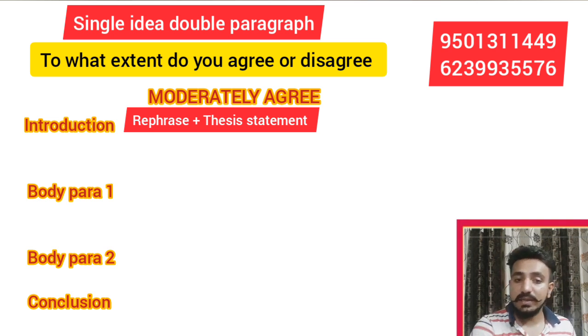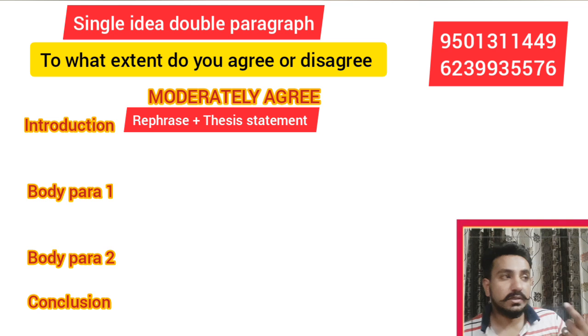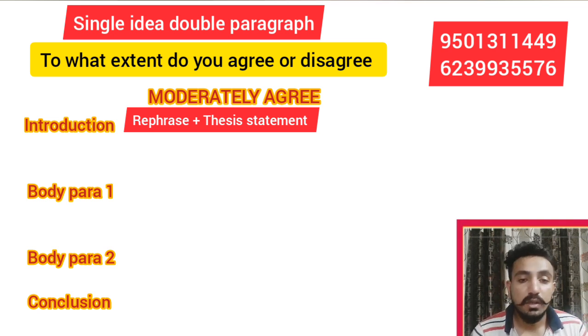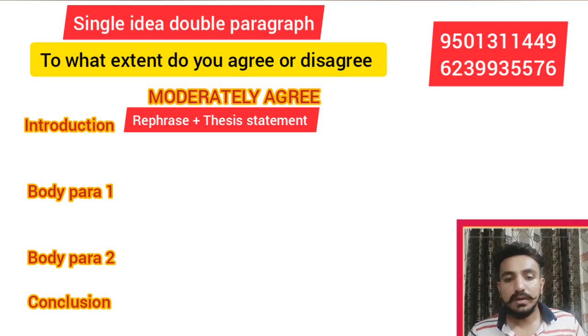For example, if you moderately agree, that means in the first body paragraph you are mentioning two ideas. Then what will be the structure? Let's have a look at the introduction, that is our rephrasing, and then the thesis statement, that is, I'm going moderately agree or disagree. There will be another video on thesis statements, so don't worry. For the first body paragraph, moderately agree means two ideas of the agree side in the first body paragraph, and one idea of the disagree side in the second body paragraph, right?